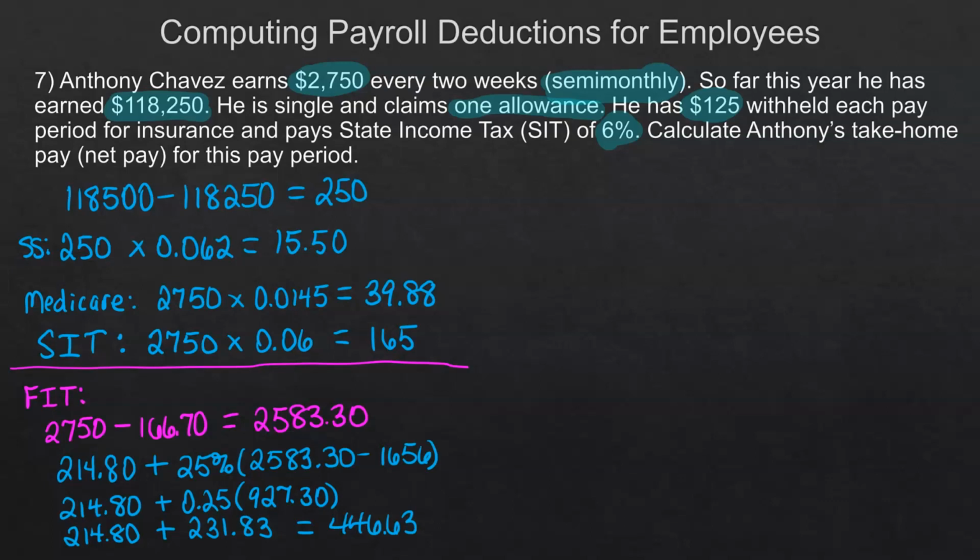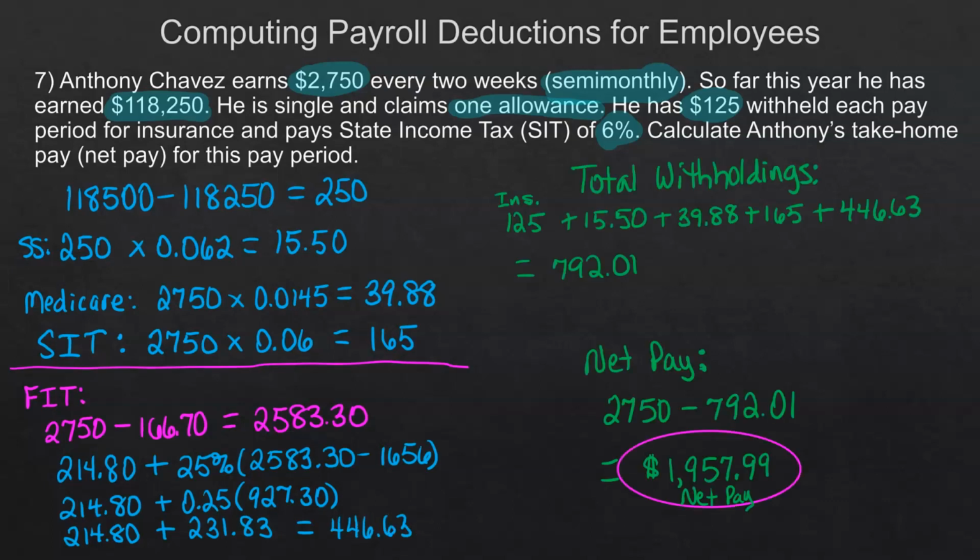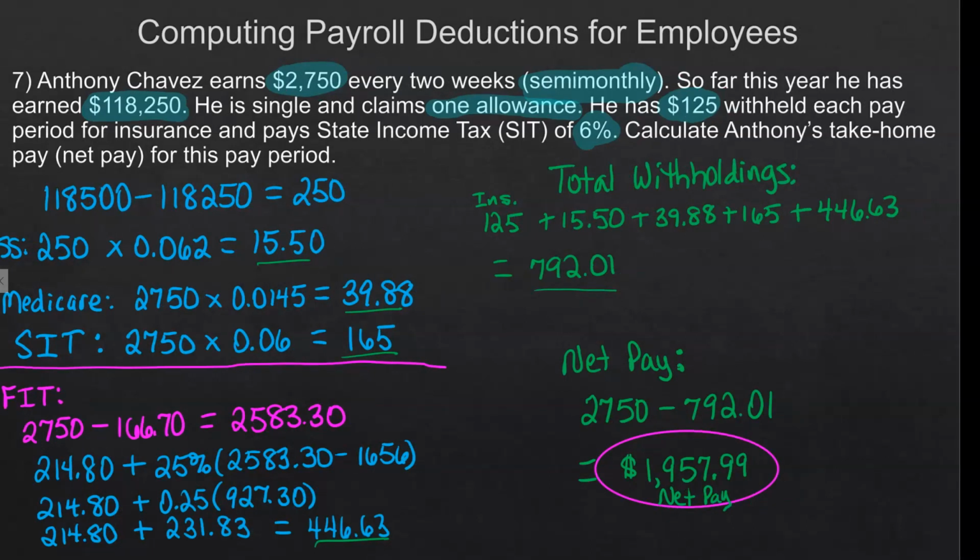you'll see them out here in a minute. Okay, so I wrote out the stuff that took a little bit of time. Notice all the withholdings. So we had insurance of $125, then all of these that I had calculated over here, right, added together to get a total withholdings of $792.01. Subtract that from gross pay to get the net pay of $1,957.99. And that is the end of this lesson.